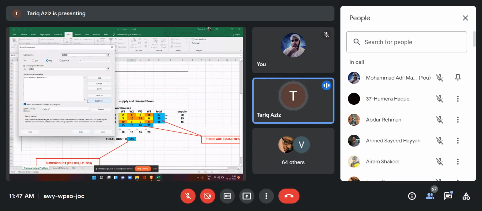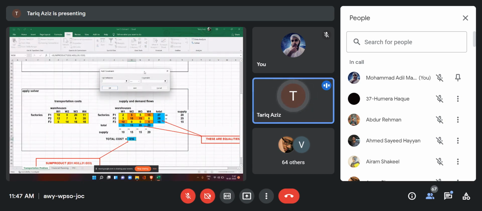That demand should be met. The demand of warehouse 1 is 10, the demand of warehouse 2 is 15. So this is the constant, that the minimum number of units that should be supplied to these warehouses is given here, that is 10, 15, 15 and 20. This has to be specified in the constants also. So come to this add option, add constant.